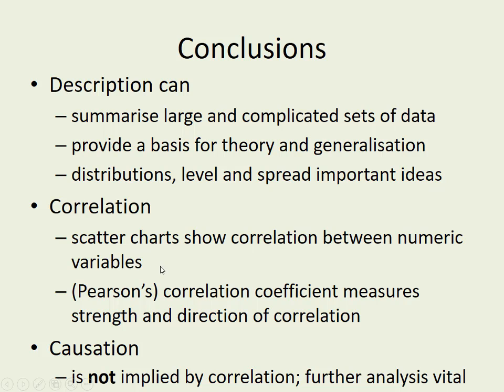Then in correlation, scatter graphs are a good way in. Correlation coefficients can then give you more precision about strength and direction, and you've seen how to calculate those. Finally, causation is not implied by correlation. Further analysis is vital, and we've seen a couple of ways you can start to do that.